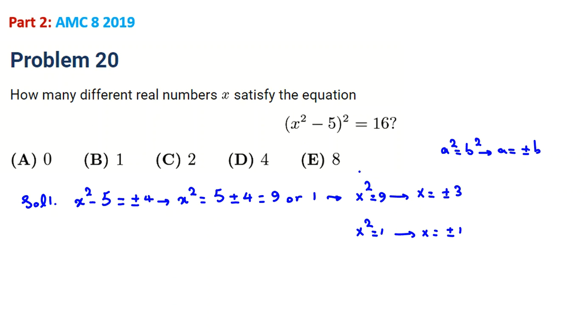And if you check here, it will be okay. Plus or minus 3, 9, minus 5, 4. 4 squared, 16. Plus or minus 1, squared, 1, minus 5, negative 4. Negative 4 squared, 16. So there are 1, 2, 3, 4, 4 answers.